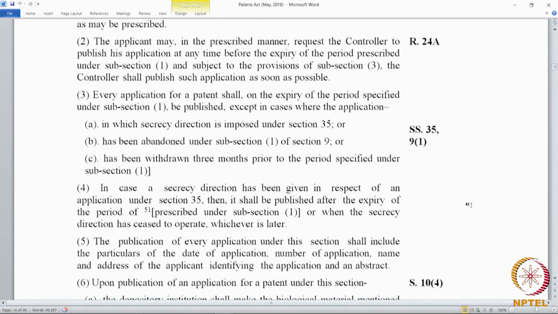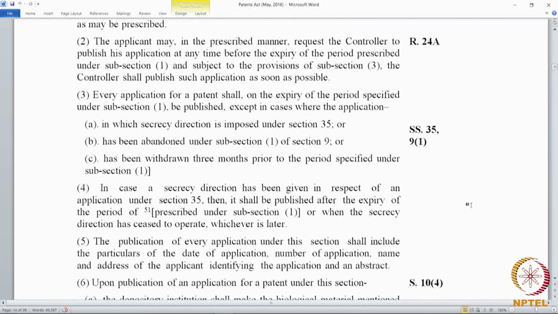So, if there is a secrecy direction passed under section 35, that application is not revealed to the public domain. It does not come into the public domain, it is not published, the publication is withheld. So, the 3 cases where a publication can be withheld, the 18-month publication can be withheld, which largely means that the invention is not in the public domain. The invention is not disclosed, it does not come out in the public domain.